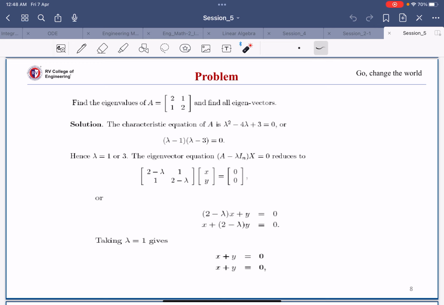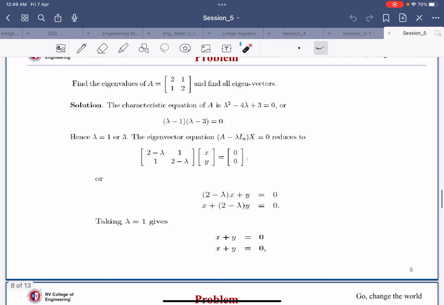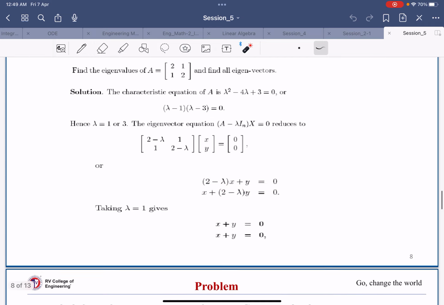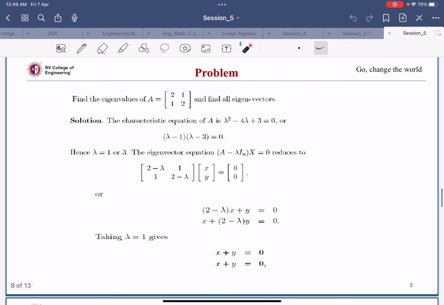So we'll always have an eigenvector corresponding to an eigenvalue. First let us consider the first eigenvalue 1. Let us find the eigenvector corresponding to lambda is equal to 1. When I multiply these two matrices, I get 2 minus lambda into x plus y is equal to 0 as the first equation, or x plus 2 minus lambda into y as the second equation. These two represent the simultaneous equations. So when lambda is equal to 1, I'll end up with x plus y is equal to 0, x plus y is equal to 0.